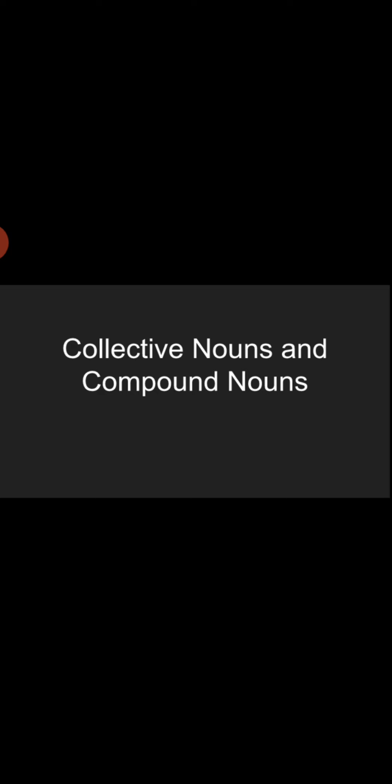Bed is a different word, and then room is a different word. You have joined them together, or you have combined them together to make a sense. So it became bedroom. Bedroom is a compound noun. Hope you have understood what are collective nouns and compound nouns.